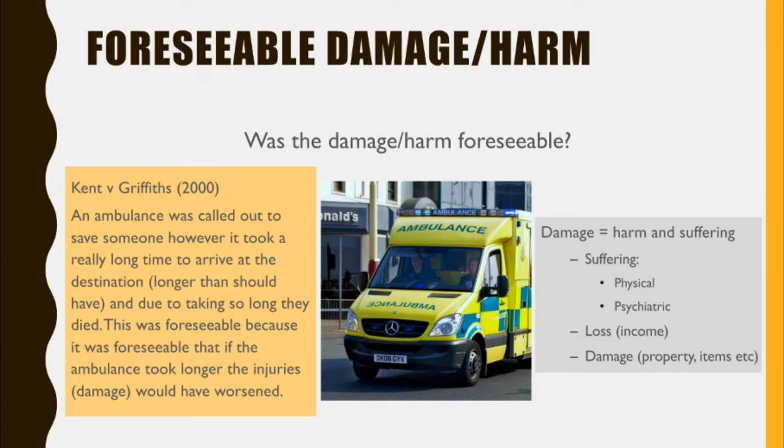The case of Kent and Griffiths shows the foreseeable damage and harm. An ambulance was called out to save somebody, however it took a really long time to arrive at the destination, longer than it should have, and due to taking so long they died. This was foreseeable, as it was foreseeable that if the ambulance took longer the damage would have worsened.